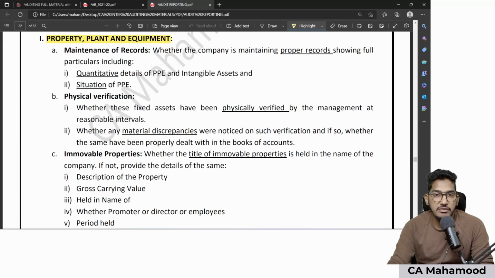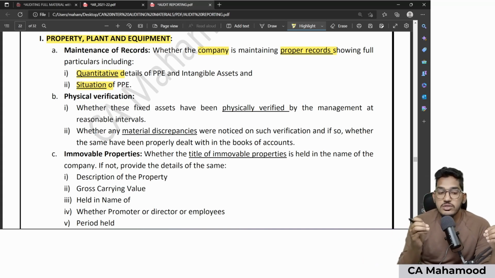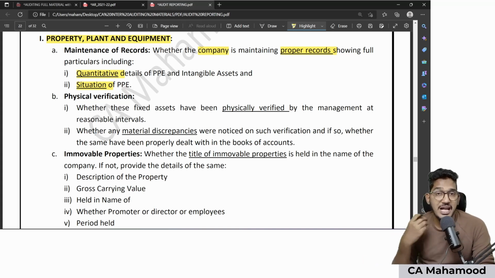Regarding property, plant and equipment, you need to check 5 things. Number 1, you need to check whether your client is maintaining proper records relating to PPE, which should show quantitative details of PPE, situation of the PPE, nothing but location of the PPE. So whether your client is maintaining such records, which should show me quantitative details as well as situation or location of PPE.